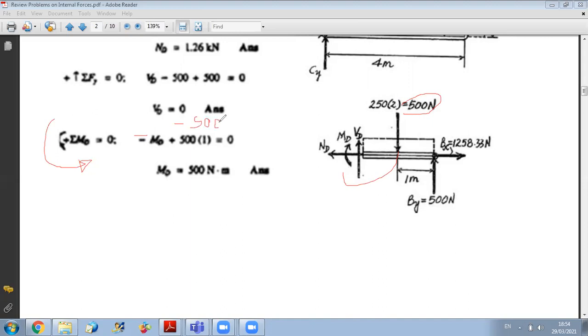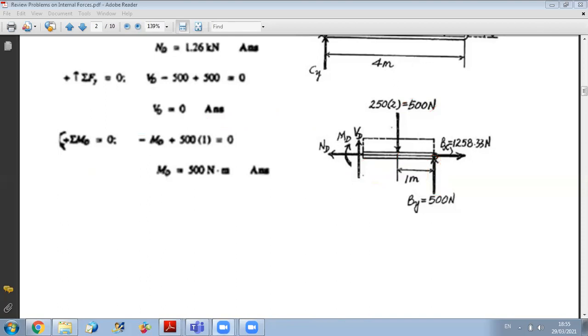But also you have another force doing a moment about D, which is the By force. The By force is doing a counterclockwise moment, so it's plus By times this distance, which is 2. So you will get plus 500 times 2 equal to 0. This will give you minus MD plus 500 equal to 0, and you can get your moment at D. In this way you can calculate normal, shear and bending moment at point D.